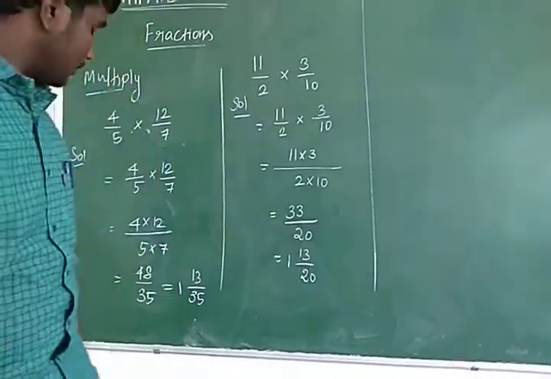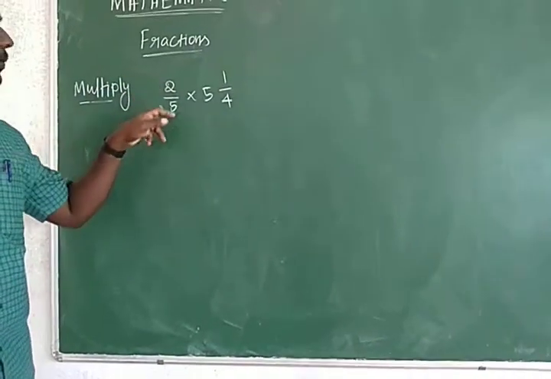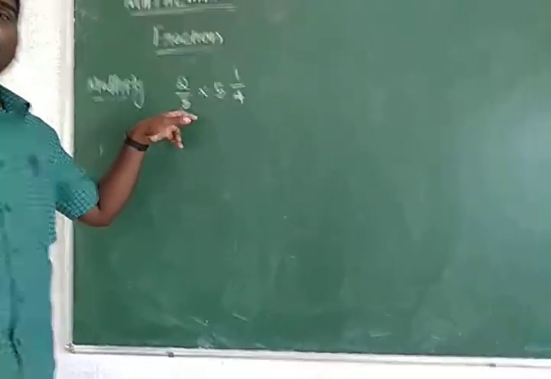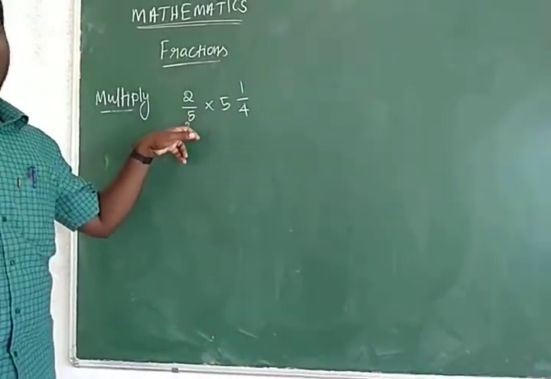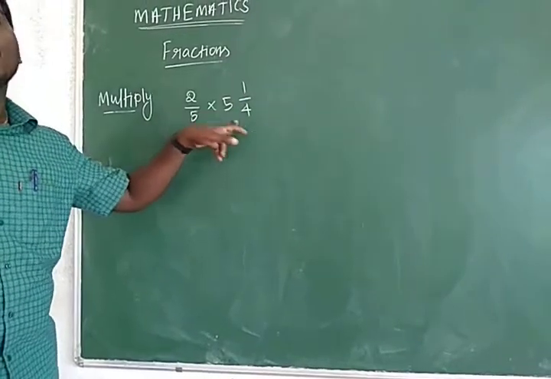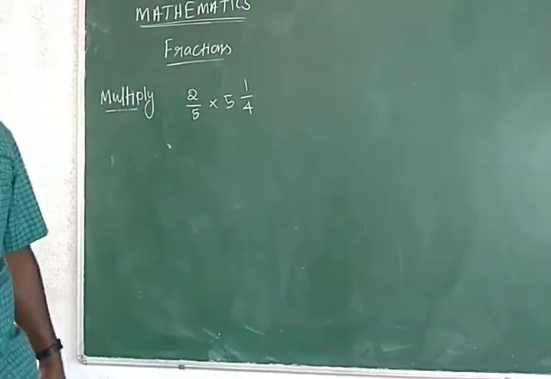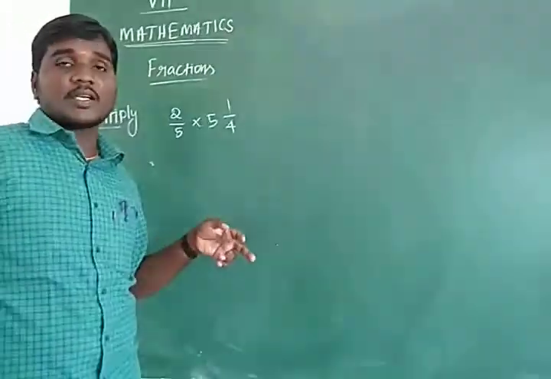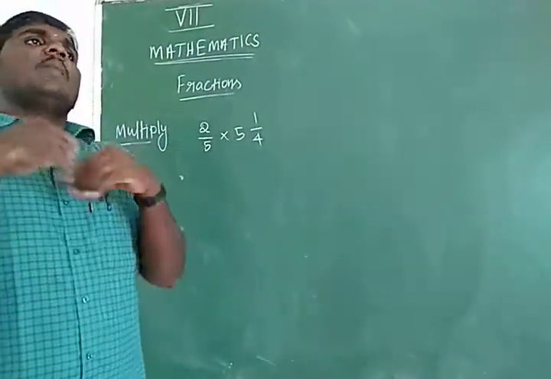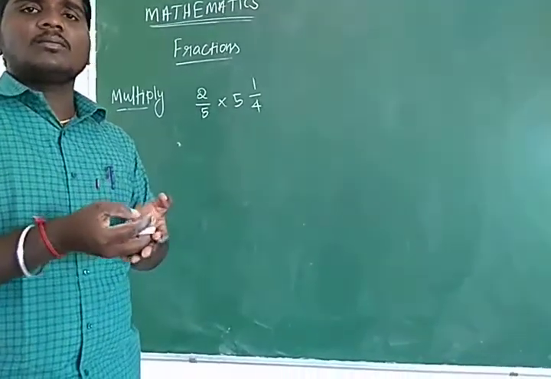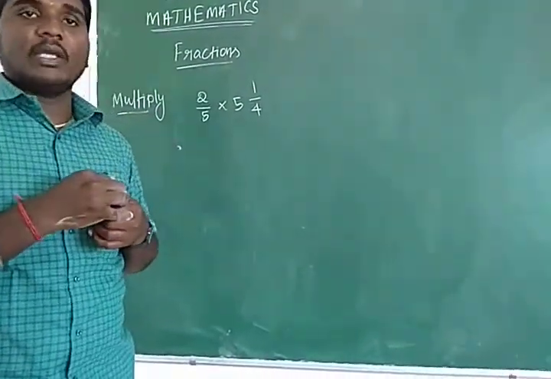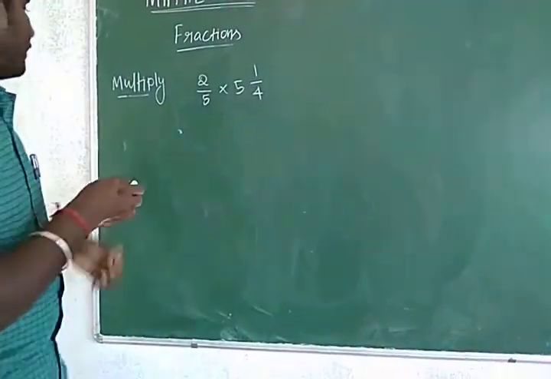That's all. Okay. 2 by 5 into 5 1 by 4. 2 by 5 is a proper fraction. 5 1 by 4 is a mixed fraction. If a mixed fraction is given, we can convert it into improper. Solution.